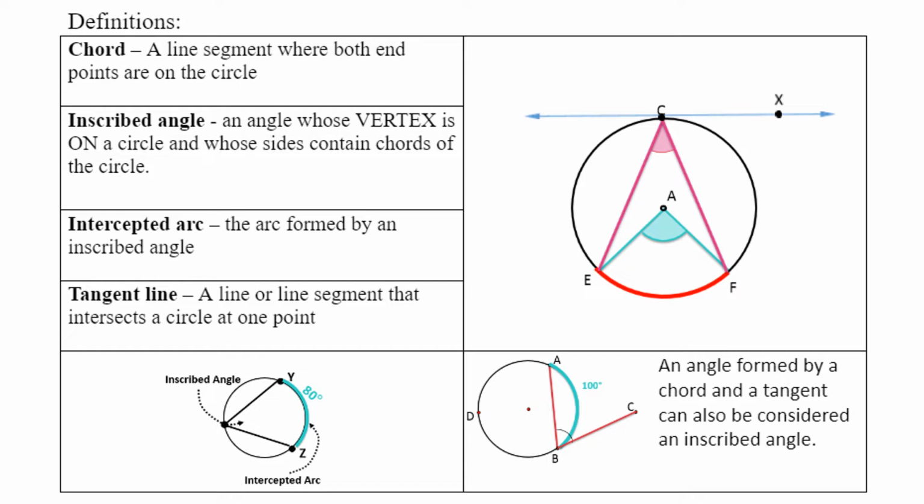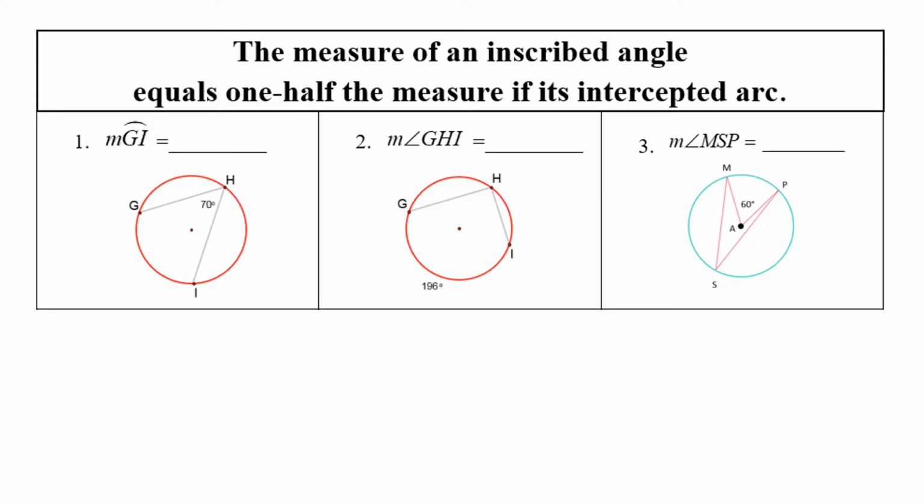The other thing is an angle formed by a chord and a tangent can also be considered an inscribed angle. This is important here, so remember that. When we're looking at this, that's an inscribed angle, and so is this. So we will be able to use the formula here in a second to find those angle measures. The measure of an inscribed angle equals 1/2 the measure of its intercepted arc. So I'm going to say the measure of an angle equals 1/2 of the measure of the arc.